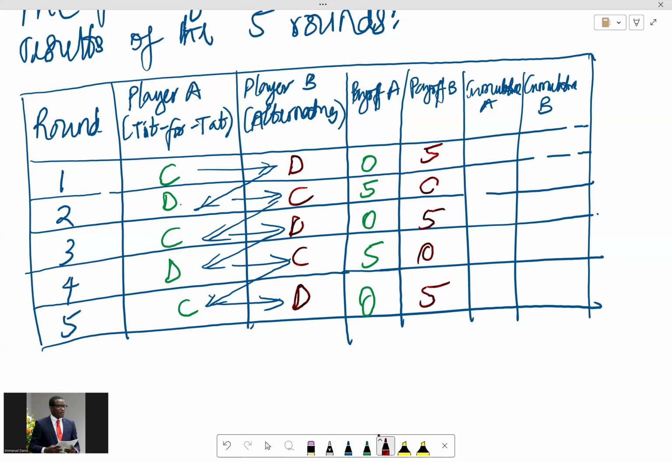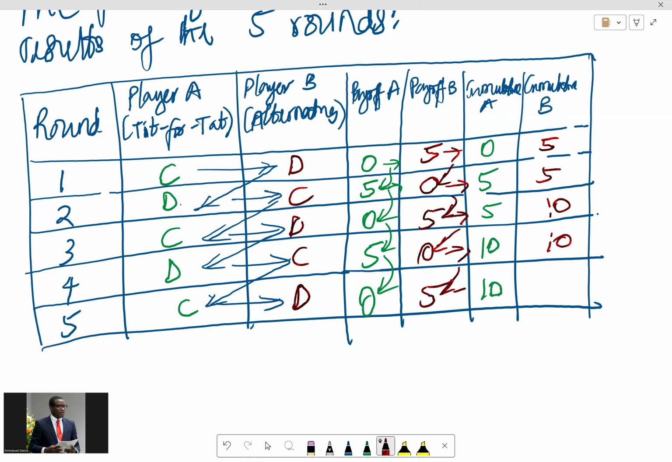As a result, we can get the cumulative results. For A, the first time it's 0, then 0 plus 5 is 5, 5 plus 0 is still 5, 5 plus 5 is now 10, and 5 plus 0 is still 10. So the cumulative payoff for player A is 10. For player B, we start with 5, then 5 plus 0 is still 5, then 5 plus 5 is 10, 10 plus 0 is still 10, and 10 plus 5 is 15.